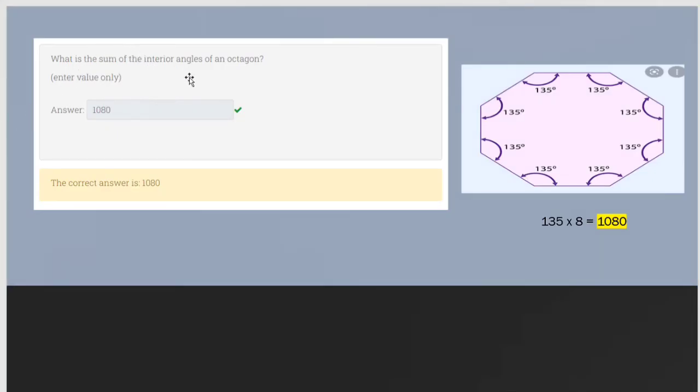What is the sum of the interior angles of an octagon? Every interior angle has 135 degrees. So multiply it by 8. 135 times 8 equals 1080.